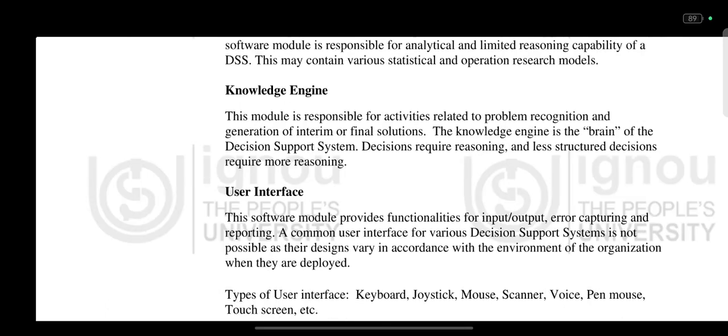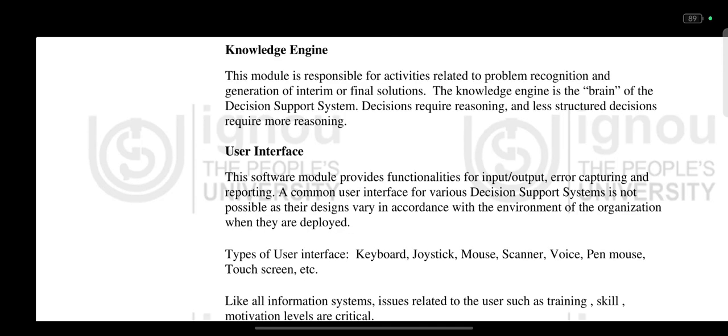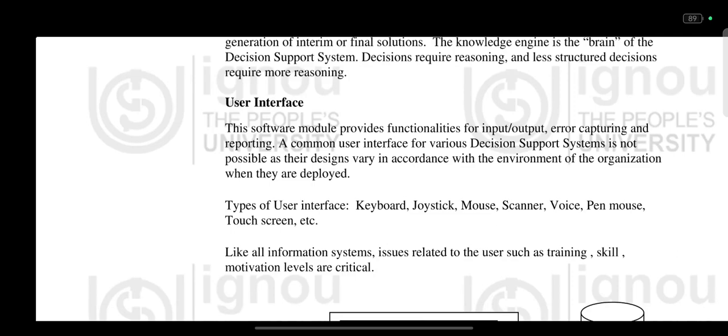Knowledge engine. This module is responsible for activities related to problem recognition and generation of interim or final solutions. The knowledge engine is the brain of the decision support system. Decisions require reasoning and less structured decisions require more reasoning.